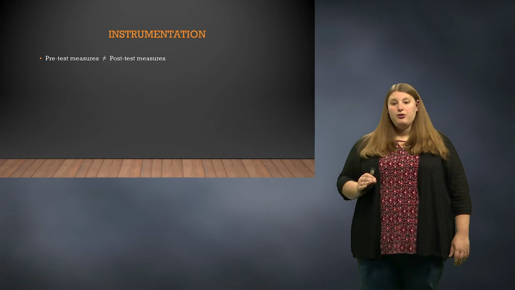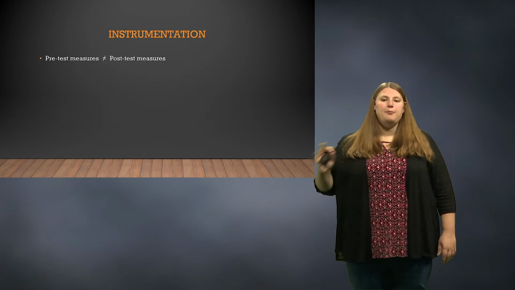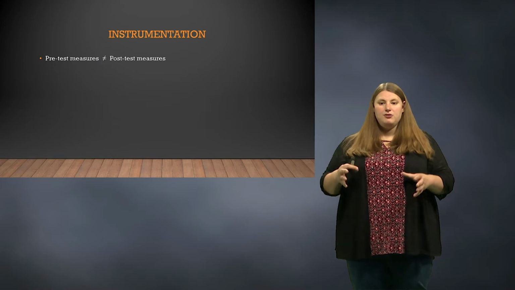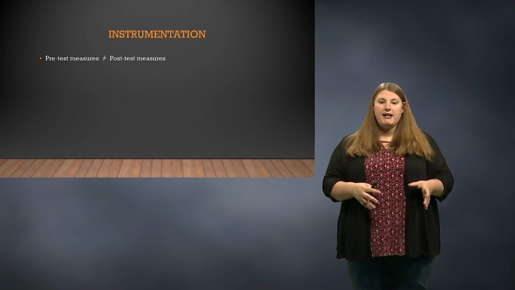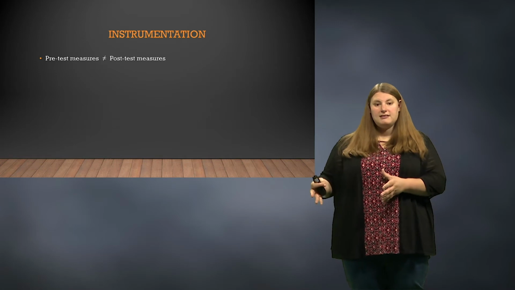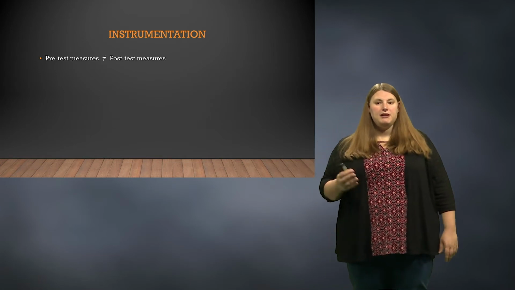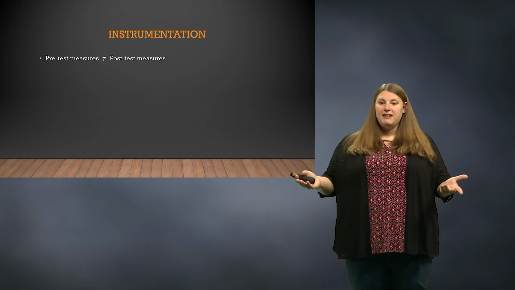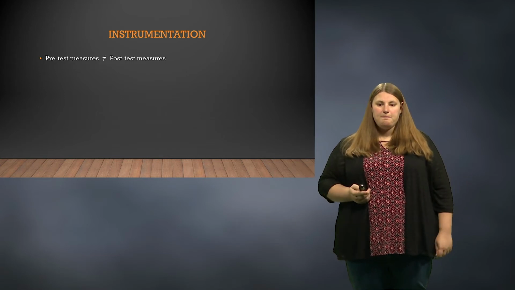Instrumentation is one of the few threats to validity that the researcher has complete control over. Instrumentation occurs when the measurement method used in the pretest does not match the measurement method used in the post-test, thus making the comparisons between the two invalid. The easiest way to avoid instrumentation? Keep the instrument the same at both times.